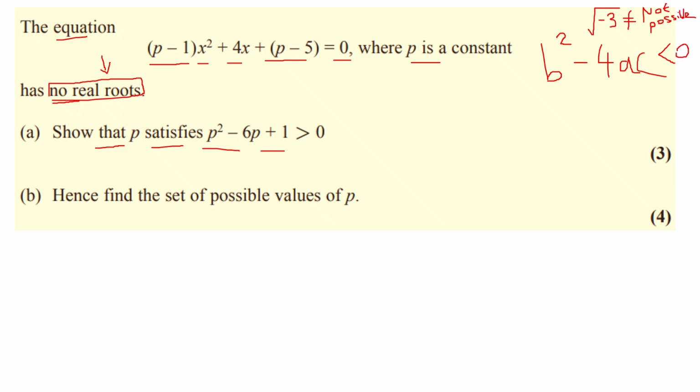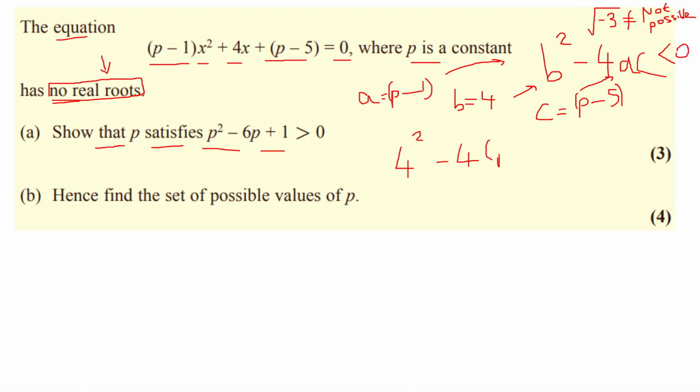Okay, so a is the coefficient of x², so a = p - 1. b is the coefficient of x, so b = 4. And c is the constant term, so c = p - 5. I'm going to plug all these in and see what we get. We get 4² - 4(p - 1)(p - 5) < 0.